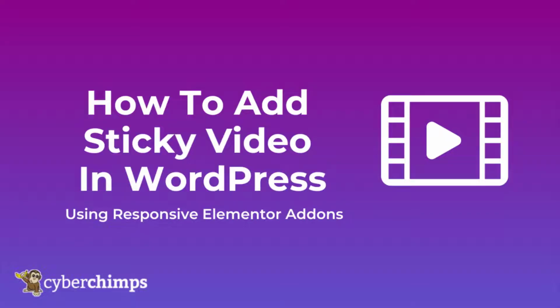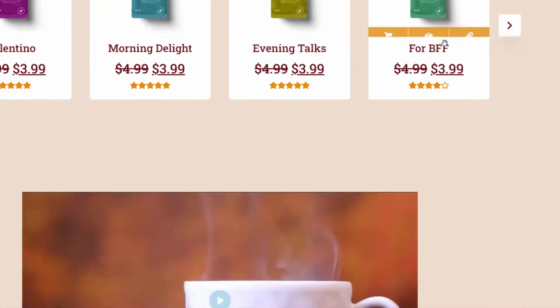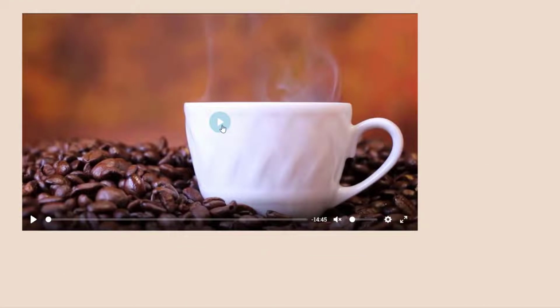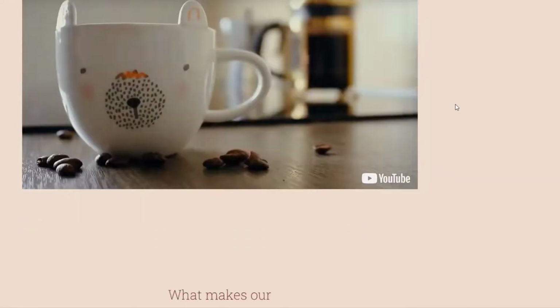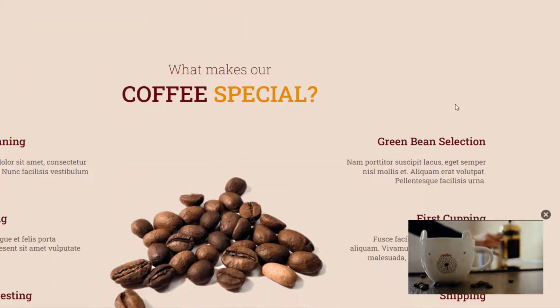In this video, we'll show you how to add a sticky video in WordPress using the Responsive Elementor add-ons. First, let me show you what a sticky video looks like. REA Sticky Video is a widget that allows you to add a video to your WordPress site and make its position sticky on scrolling the page.